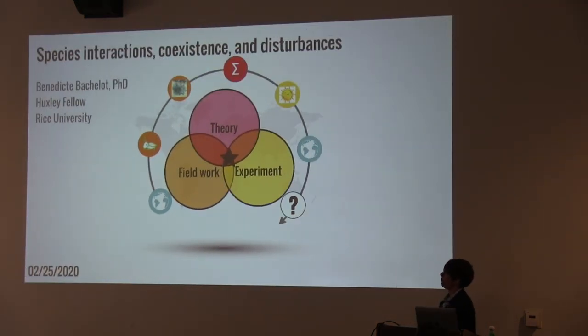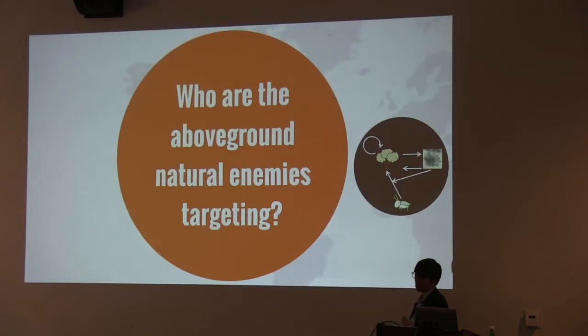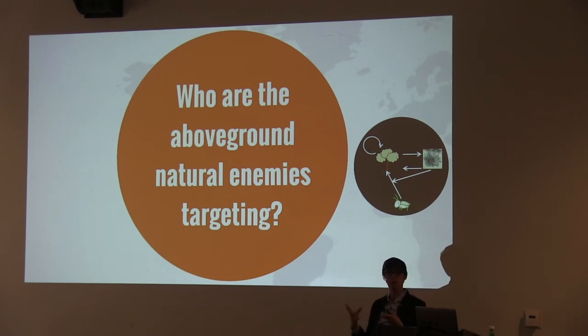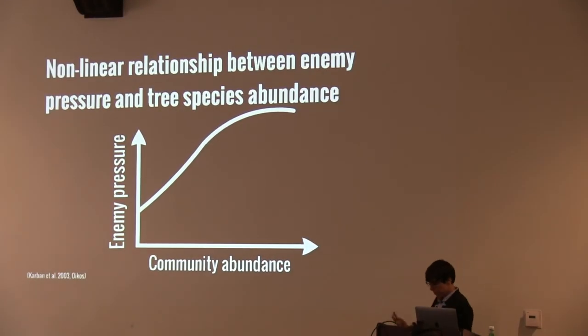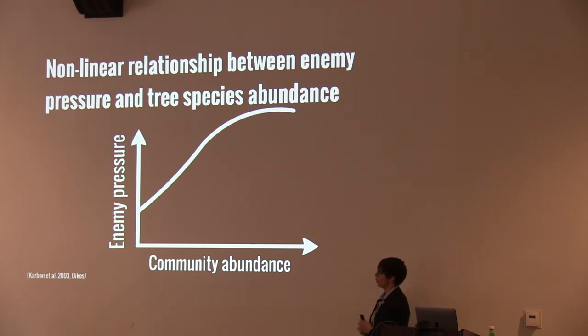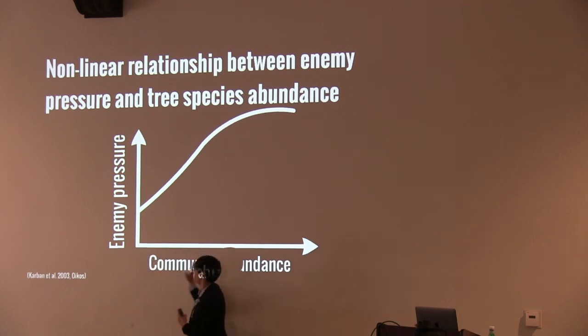Okay, so first of all, the story I'm going to talk about illustrates some of my fieldwork, something that I would like to continue. And really it's focusing on this first assumption, which is that the relationship between enemy and plants is not linear. And I'm going to ask, who are the above-ground natural enemies targeted, and especially how are they responding to the abundance of tree species? So if you think about all the ecological processes that might be happening, you have a strong expectation for a non-linear relationship. So I'm going to make a few hypotheses.